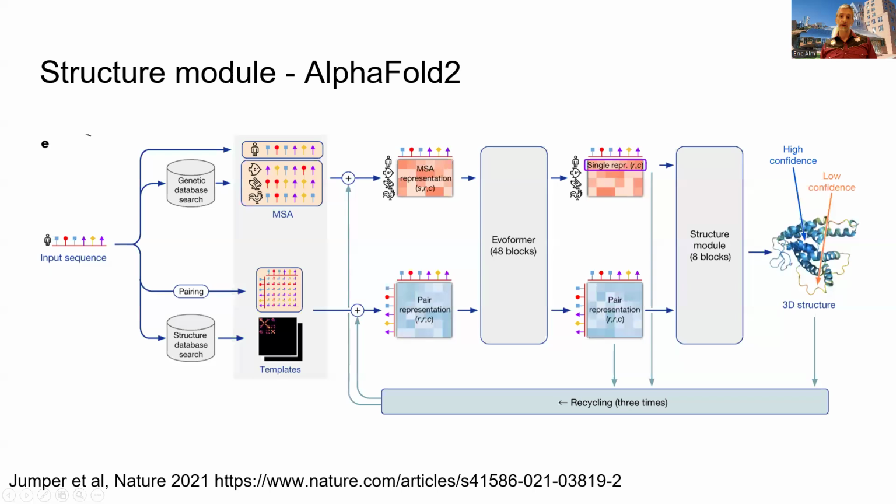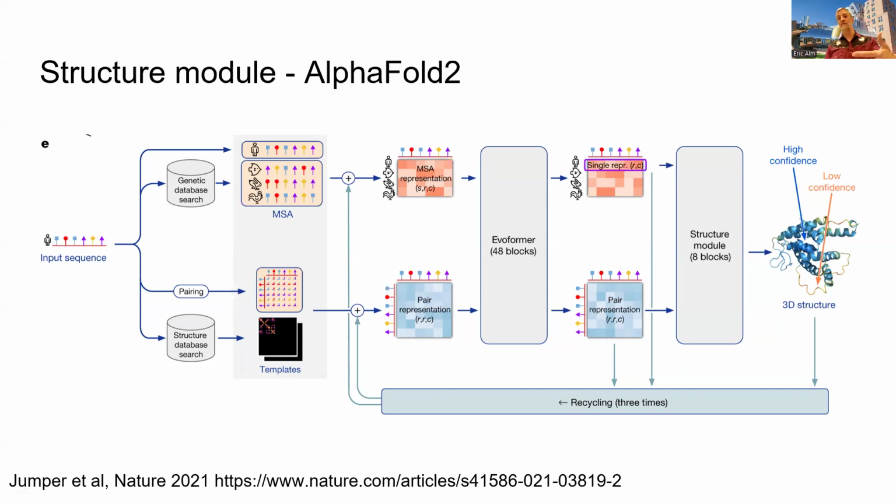At the end, after going through 48 different blocks of the transformations that we just saw, and each of those blocks has many parameters, and the parameters in each of those 48 blocks are different, AlphaFold ends up having a huge number of parameters in the model.